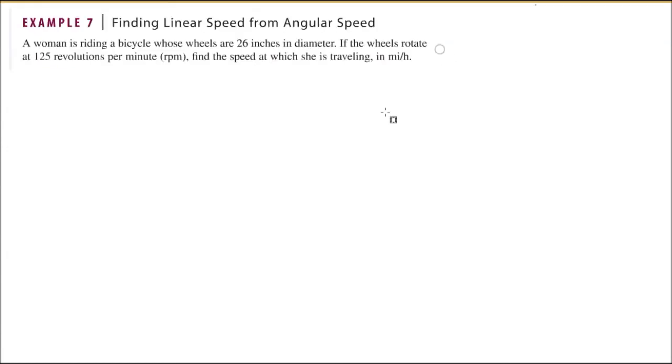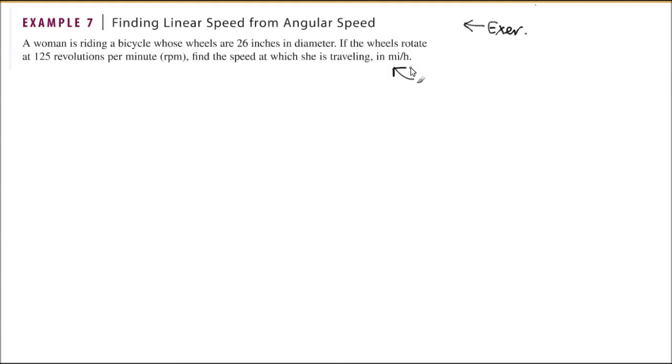All right. First, this is going to be the exercise. Let's read this together. A woman is riding a bicycle whose wheels are 26 inches in diameter. If the wheels rotate at 125 revolutions per minute, RPM, find the speed at which she's traveling in miles per hour. We're going to forget about this miles per hour first. We're going to convert that later.